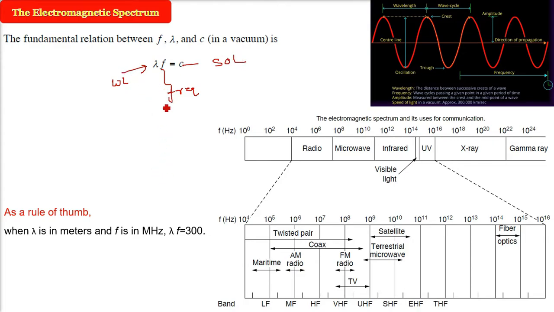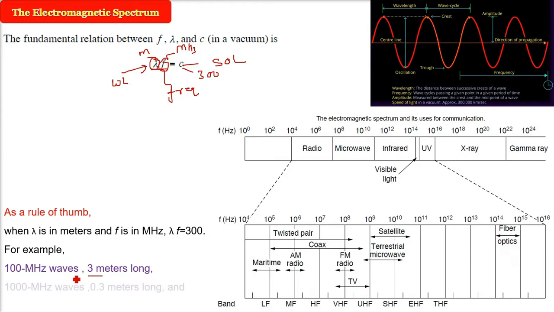So this is C equals lambda F. C is a constant. So lambda, that is the wavelength, and frequency are inversely related. As a rule of thumb, whenever we take lambda in meters, the frequency will be taken in megahertz, and lambda times F will then be 300. For example, the 3 meter long wave will be a 100 megahertz wave. That is, a 100 megahertz wave will be 3 meters long.